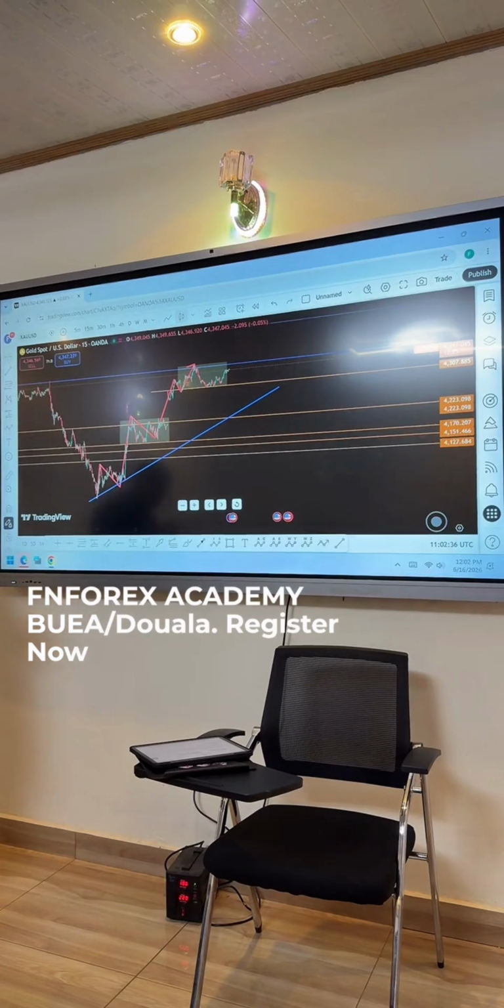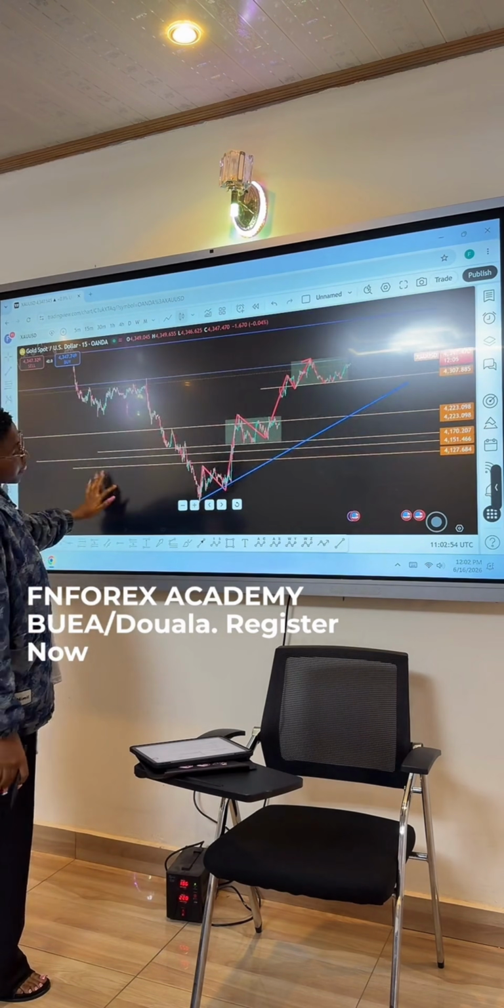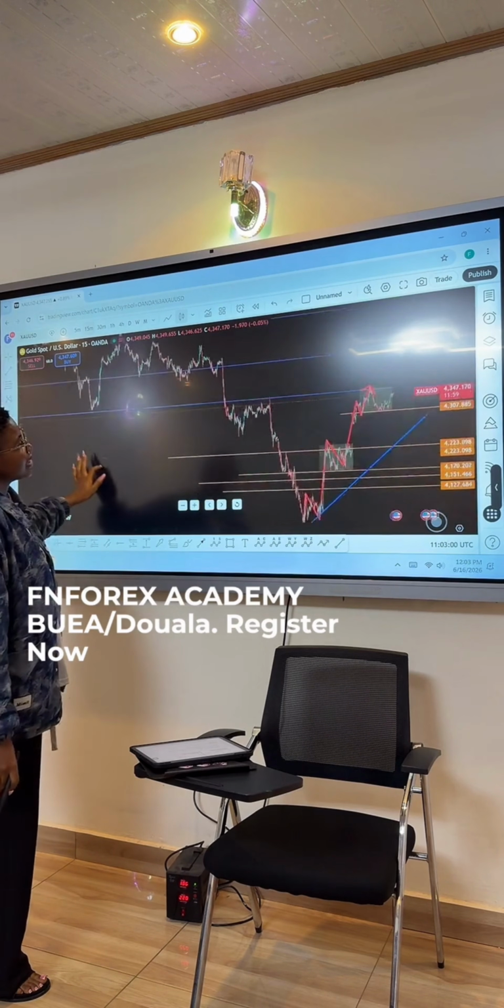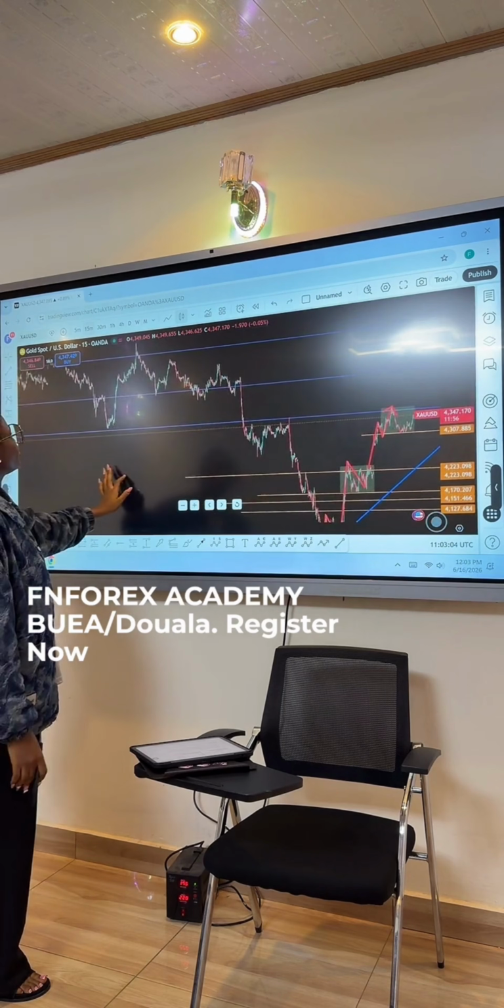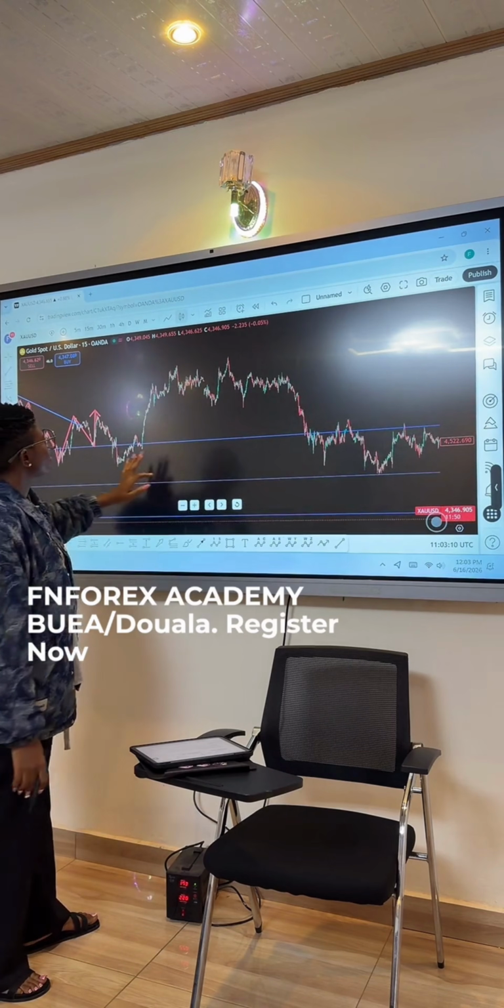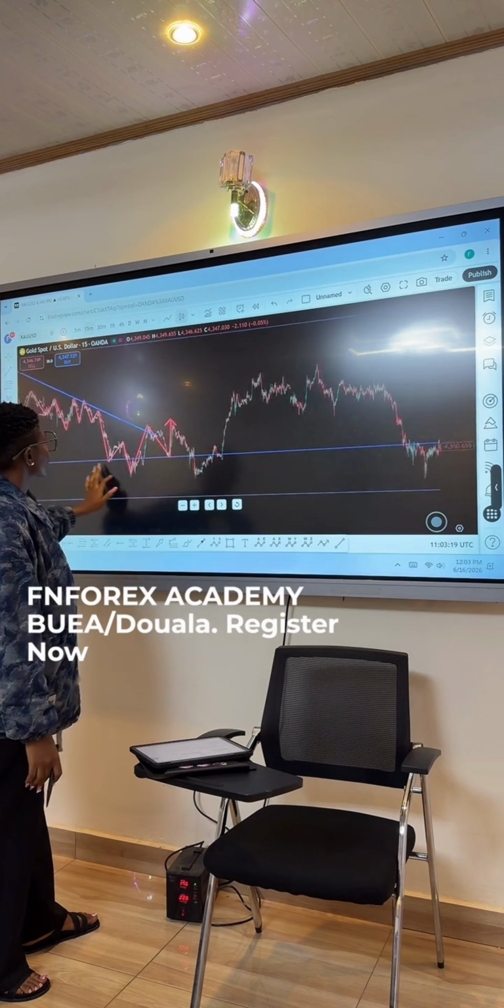Step three. Look for a retest. Step four, enter a trade in the breakout direction.